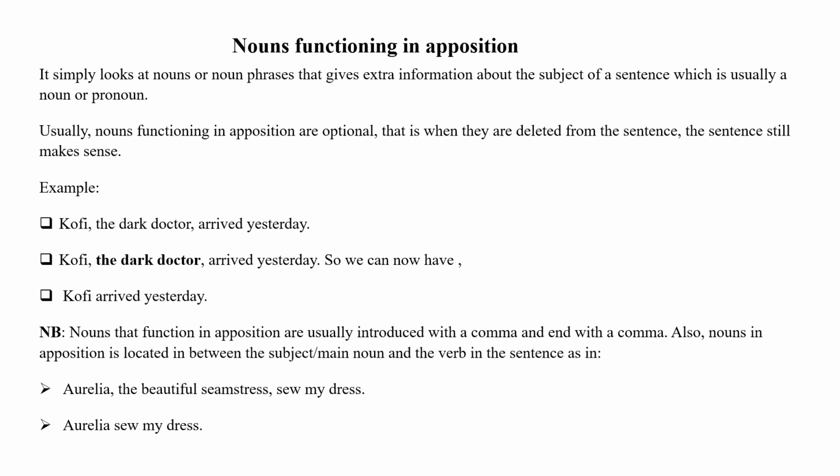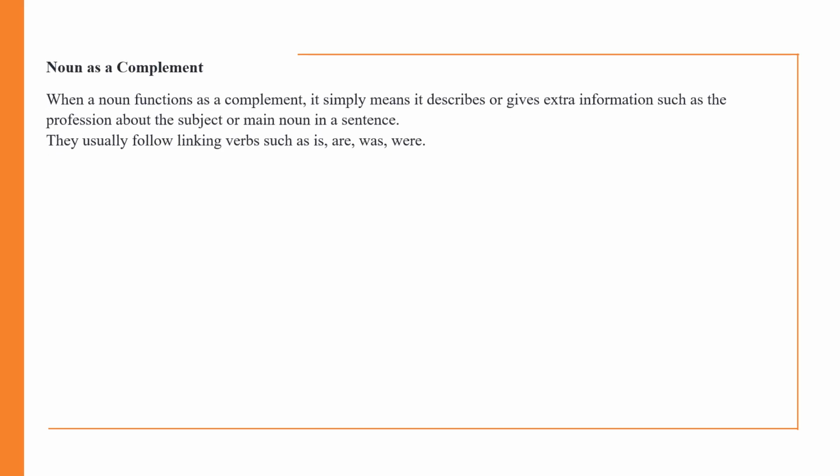Let's look at the third function of nouns: nouns as complements. When a noun functions as a complement, it simply means it describes or gives extra information, such as profession, about the subject or main noun in a sentence. They are usually following linking verbs such as is, are, was, were.